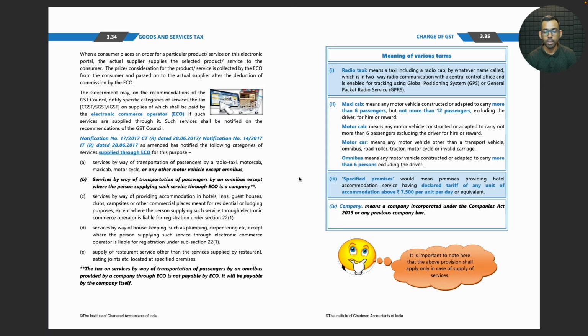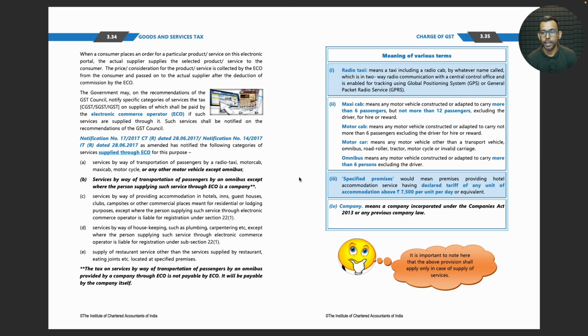Services by way of housekeeping such as plumbing, carpentering, etc., except where the person supplying such service through the e-commerce operator is liable for registration under Section 22(1). Supply of restaurant service other than the services supplied by restaurant eating joints located at specified premises. Tax on service by way of transportation of passengers by an omnibus provided by a company through an e-commerce operator is not payable by the e-commerce operator. It will be payable by the company itself.